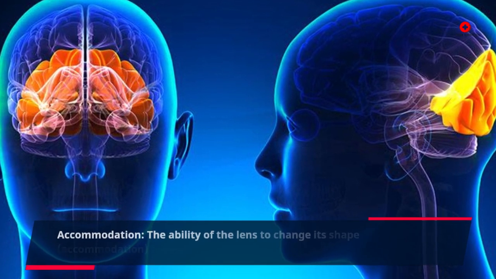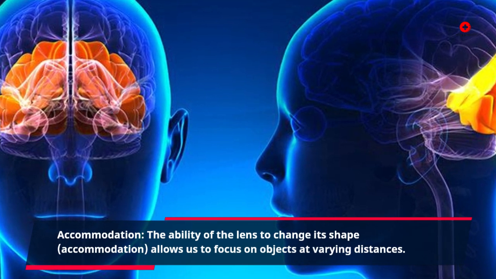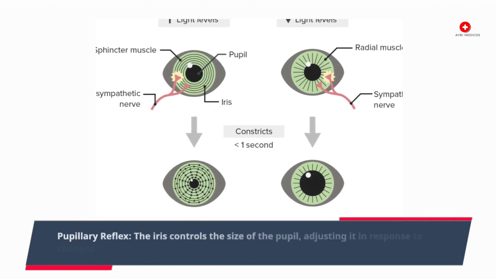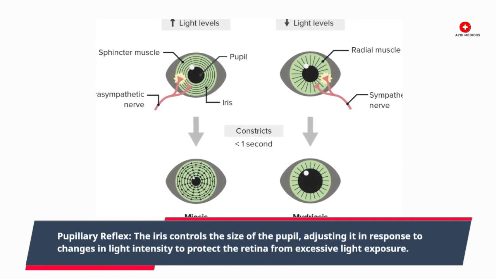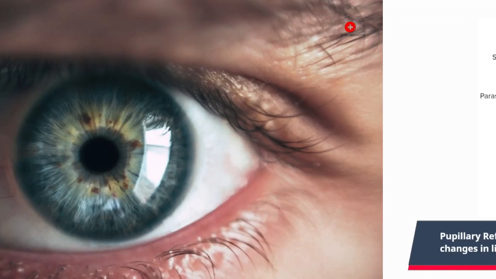Accommodation. The ability of the lens to change its shape, accommodation, allows us to focus on objects at varying distances. Pupillary reflex. The iris controls the size of the pupil, adjusting it in response to changes in light intensity to protect the retina from excessive light exposure.